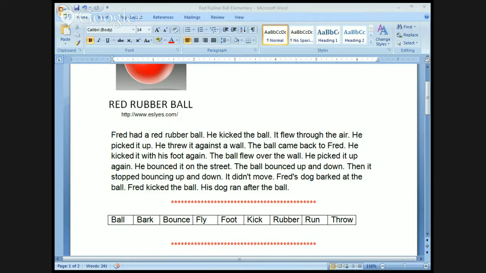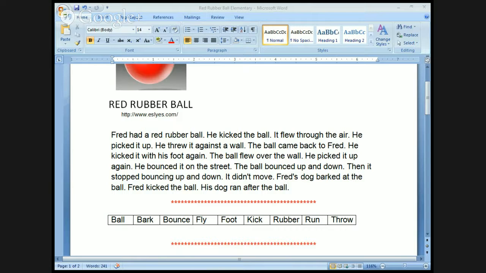Red rubber ball. Fred had a red rubber ball. He kicked the ball. It flew through the air. He picked it up. He threw it against the wall. The ball came back to Fred. He kicked it with his foot again. The ball flew over the wall.